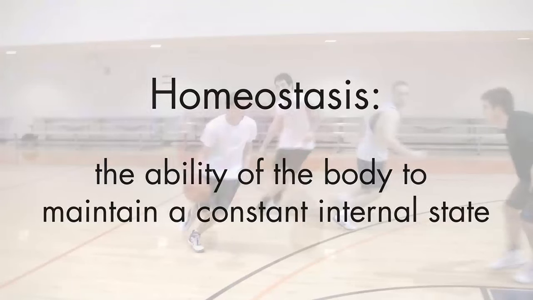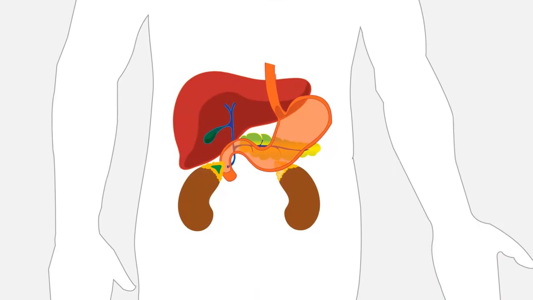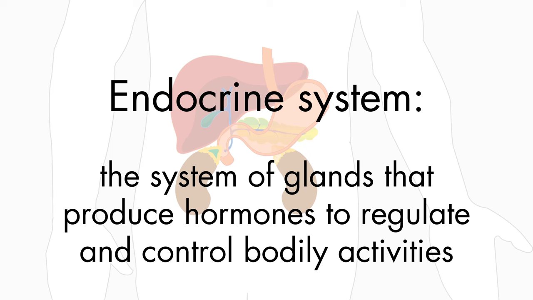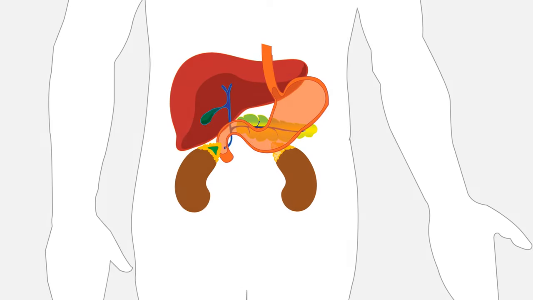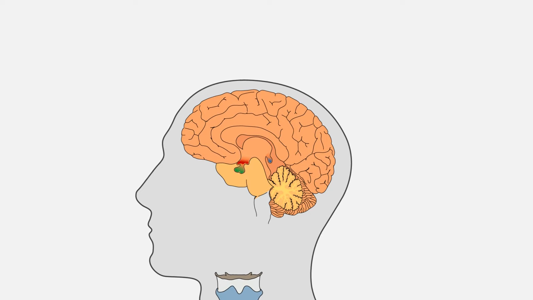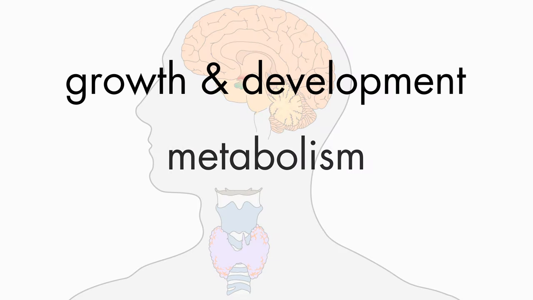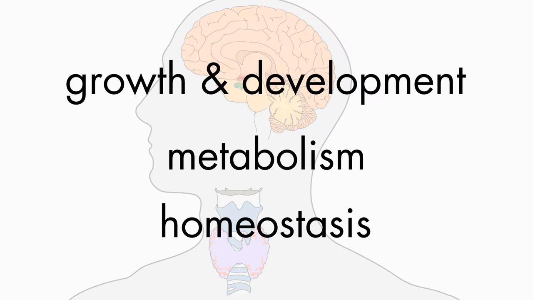state. One major way the body maintains homeostasis is through the endocrine system. The endocrine system is a system of glands that produce hormones to regulate and control bodily activities. The endocrine system controls a number of important functions throughout the body, including growth and development, metabolism, and homeostasis.